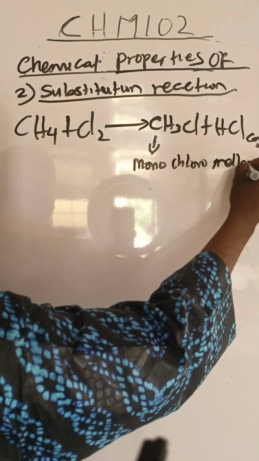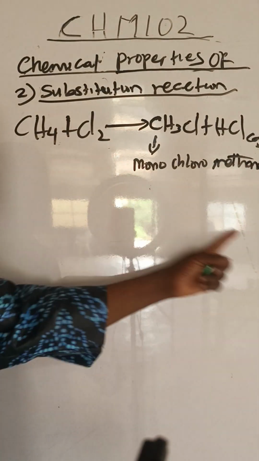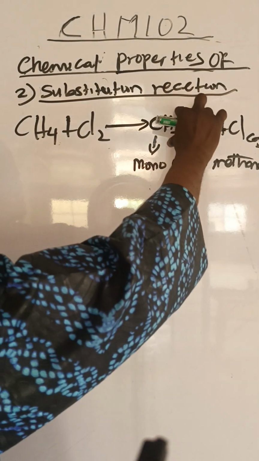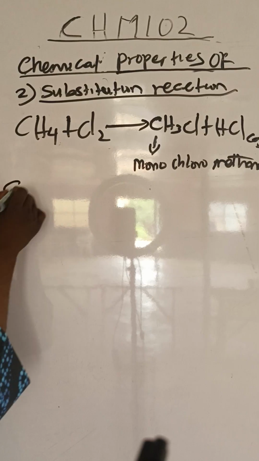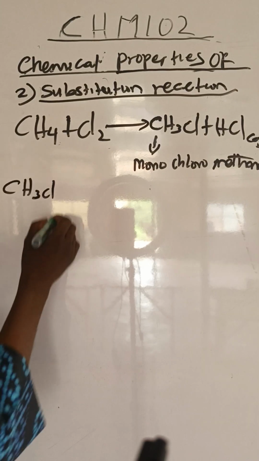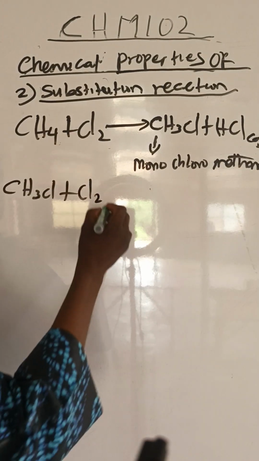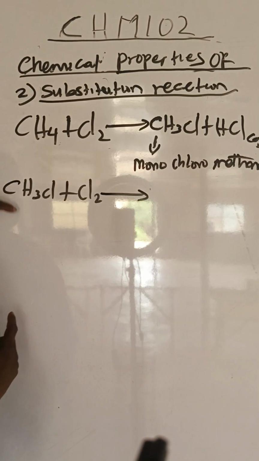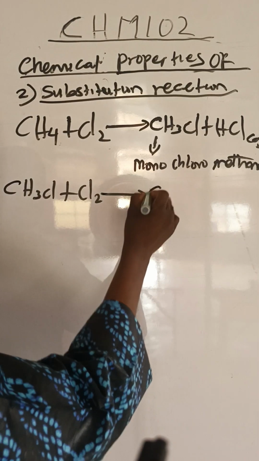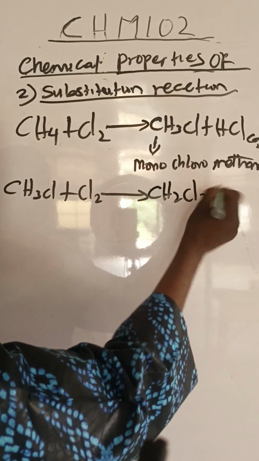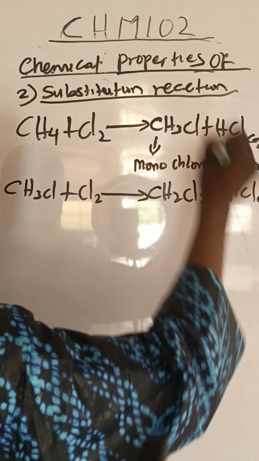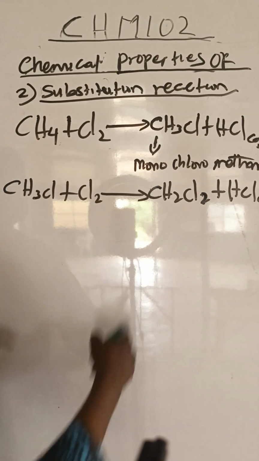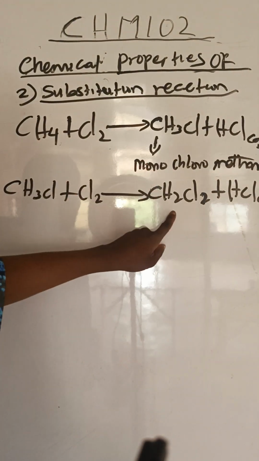You will now call this one monochloromethane. Now, this will undergo further reaction. Take it to the reactant side again. That will be CH3Cl plus another chlorine gas. You will displace one hydrogen atom here. That will be CH2Cl2, plus another HCl in gas. This one will now give us dichloromethane.